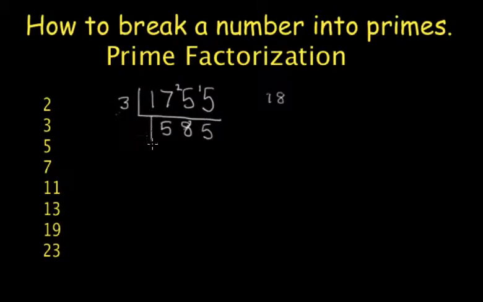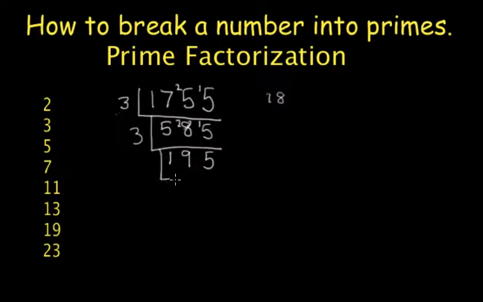Well, let's check again for divisibility by 3. 5 plus 5 is 10. 10 plus 8 is 18. 18 was divisible by 3 here, so it should be divisible by 3 here. So 3 goes into 5 1 time with 2 left over. 3 goes into 28 9 times with 1 left over. 3 goes into 15 5 times.